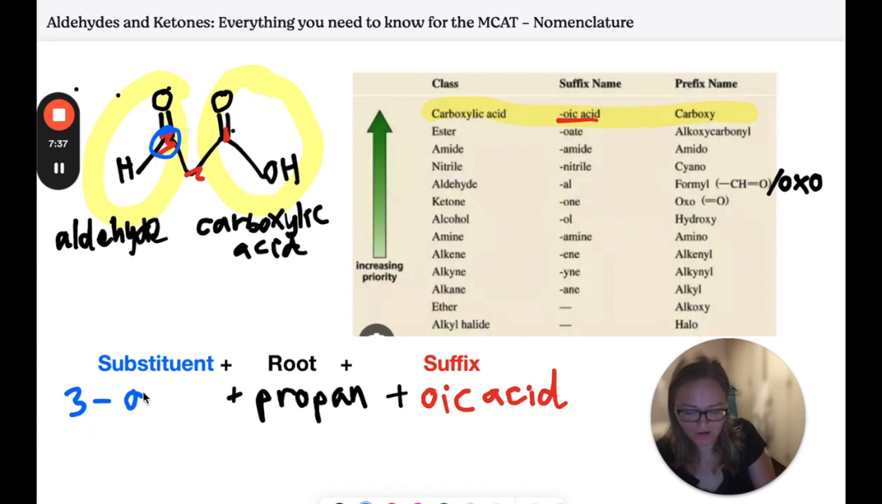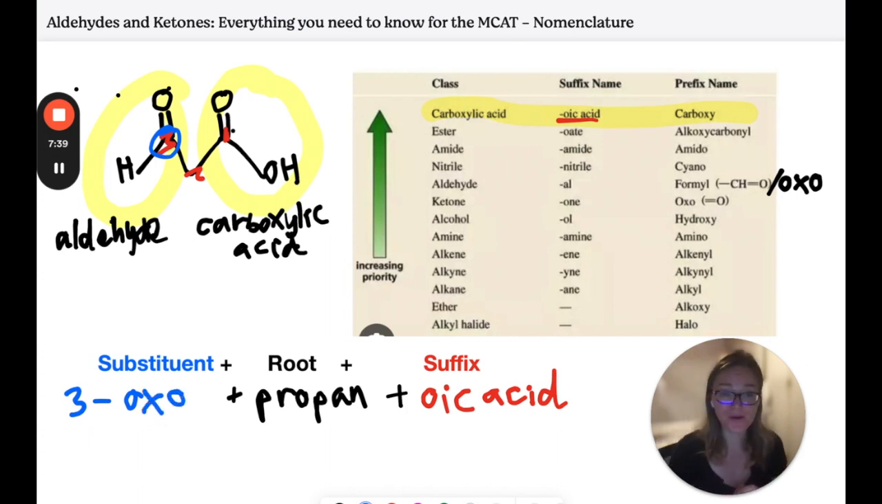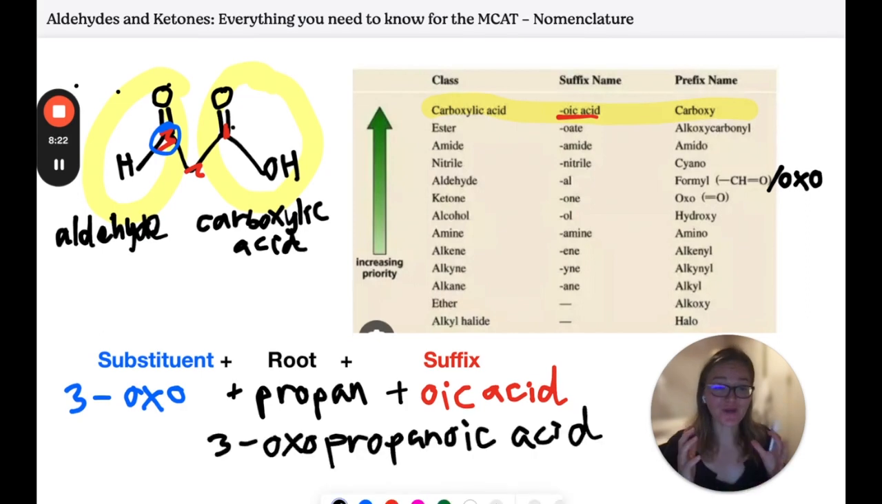So I'm going to call this 3-oxo-propanoic acid, but I could have also called it 3-formyl propanoic acid. Okay, so that covers our basics for naming aldehydes and ketones.